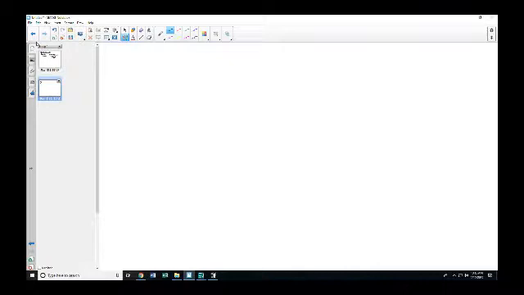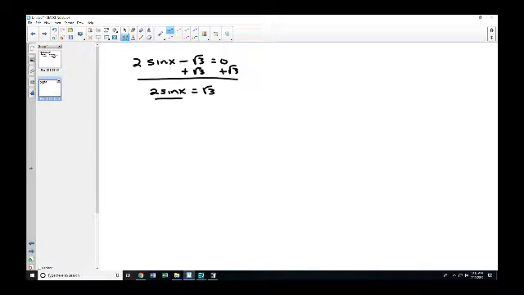Here's the next level up. And that is where you're asked to actually move things around, but you're still given something like this, where the sine is the only function inside the equation. Solve for x, what do we do? This is an algebra problem. It's the same as solving an algebra equation. Right, so add root 3 now. Divide by 2.